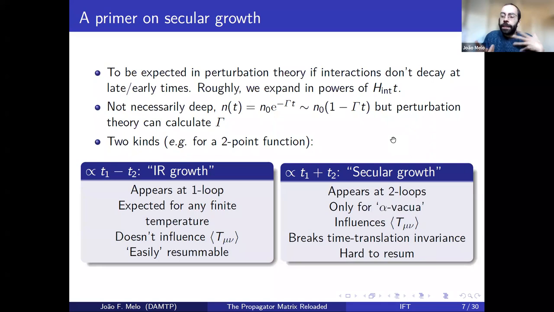Or for example, for finite temperature, we could have our thermal bath and the particles are always interacting with the thermal bath. And so those are the places where we might expect these kinds of secular growths. But they're not necessarily deep. For example, if we take our radioactive decay formula and expand it in powers of gamma, we see, oh, there's a gamma t. We have secular growth. Well, our perturbation theory does not work for sufficiently late times.